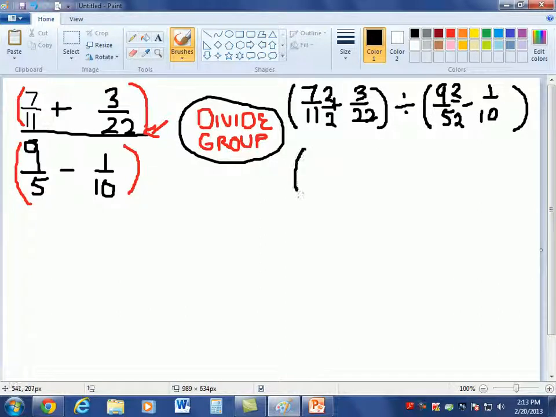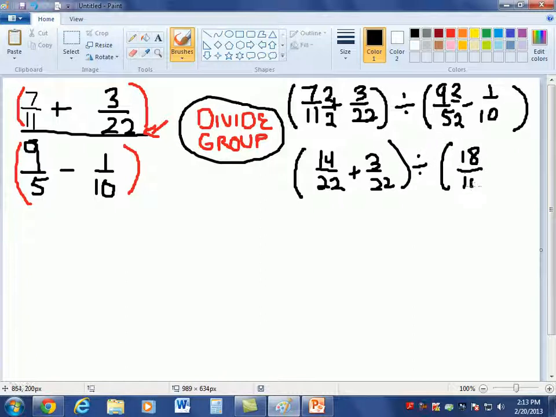So now let's rewrite this. Okay, so I've got now 14 over 22 plus 3 over 22 divided by 18 over 10 minus 1 over 10. And then that's easy. We just add the numerators. 17 over 22 divided by 17 over 10. Okay, so now what can we do to make it simpler? This is now looking a lot like some of the earlier problems. What do we do with that?